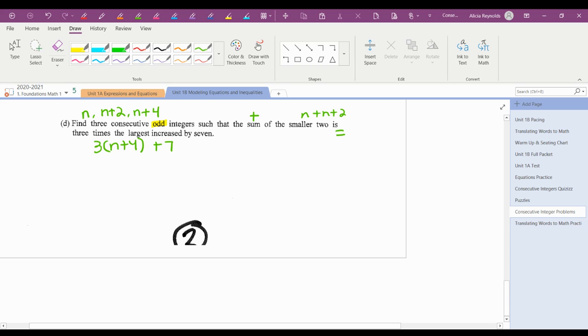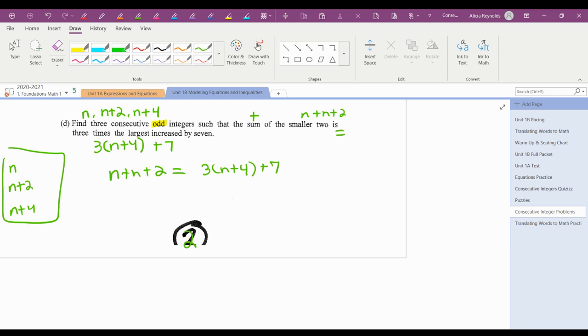All right, let's write this out as one equation. So I have n plus n plus 2 equals 3 times n plus 4 plus 7. So it wants us to find all 3 numbers. So our final answer is going to be n, n plus 2, n plus 4. That's what we're looking for. And this is page 2 in your notes for Unit 1B, Modeling Multi-Step Equations.